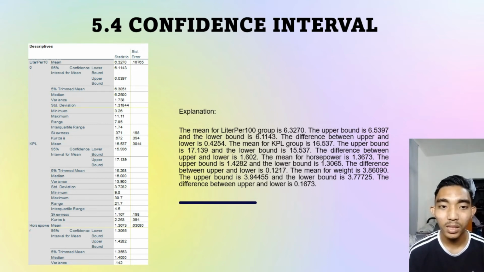The mean for horsepower is 1.3673. The upper bound is 1.4282 and the lower bound is 1.3065. The difference between upper and lower is 0.1217. The mean for weight is 3.86090. The upper bound is 3.94455 and the lower bound is 3.77725. The difference between upper and lower is 0.1673.